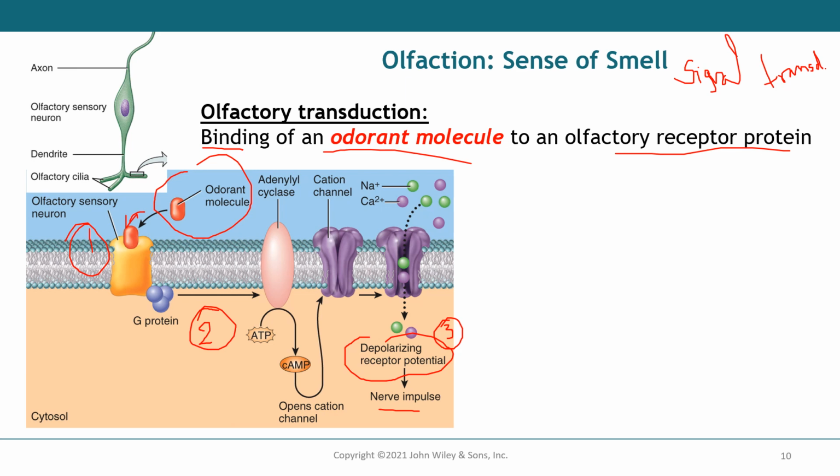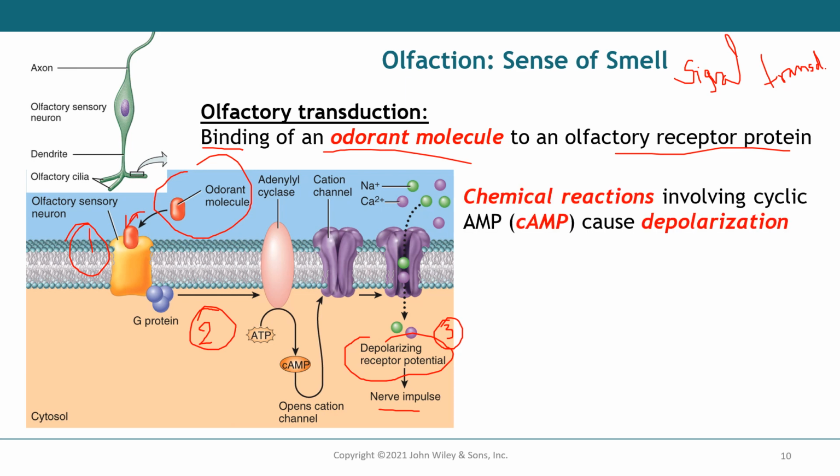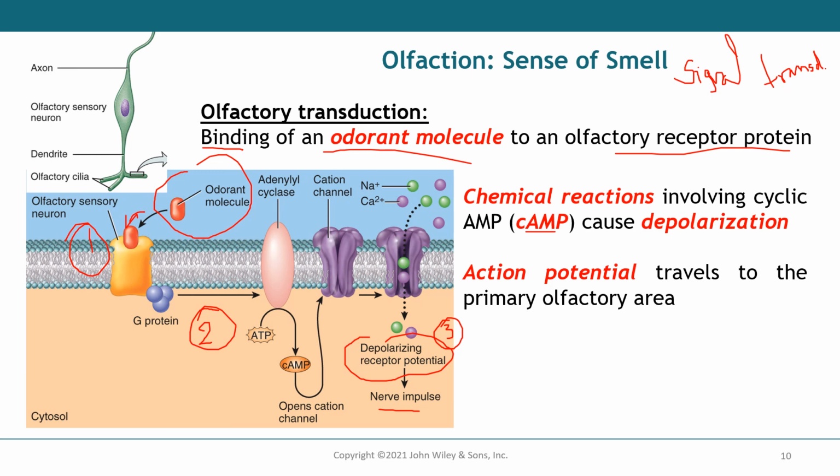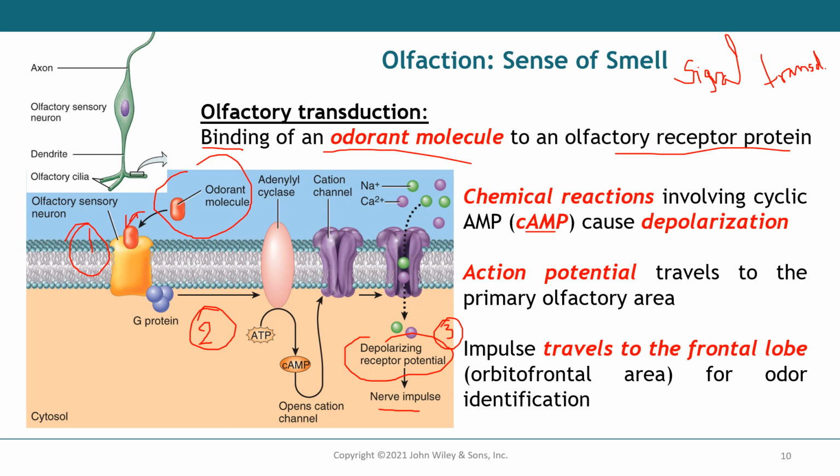In this particular case, what we're going to have is a chemical reaction involving cyclic AMP. Cyclic AMP stands for cyclic adenosine monophosphate. This depolarization will produce an action potential that will travel to the frontal lobe, where the odor identification is located. Okay, so now I'm going to show you a video that explains step by step what is happening during this olfactory transduction.